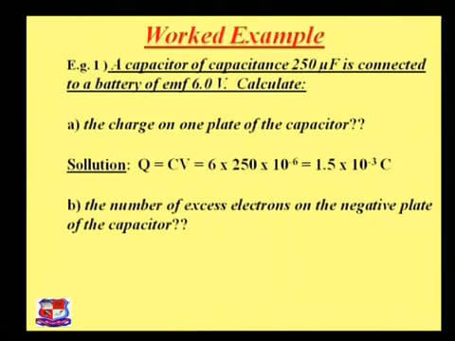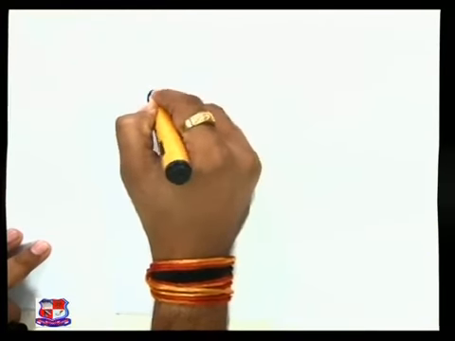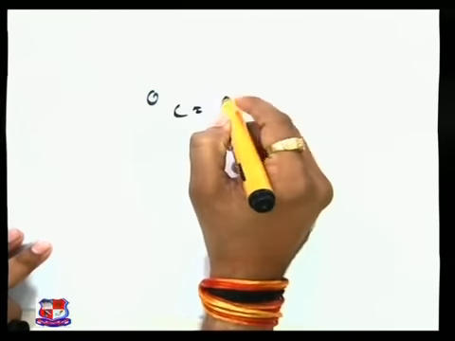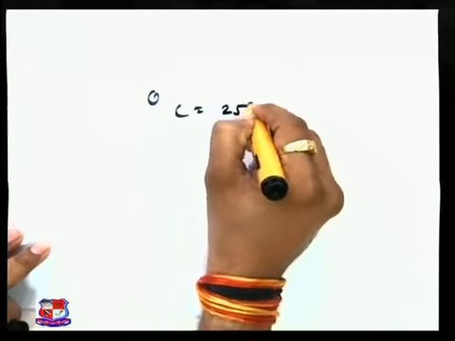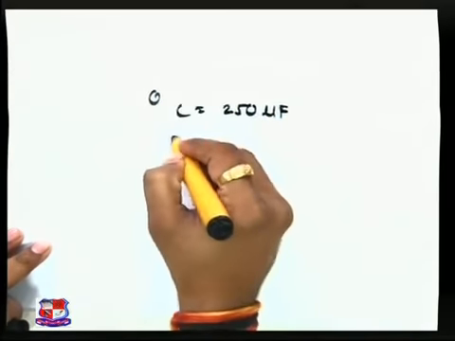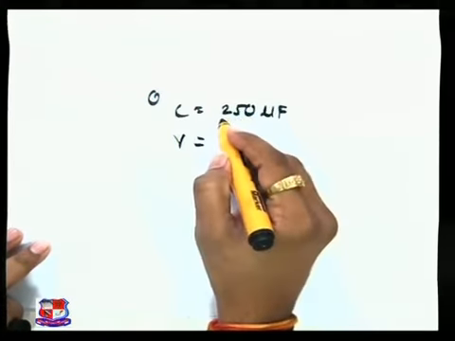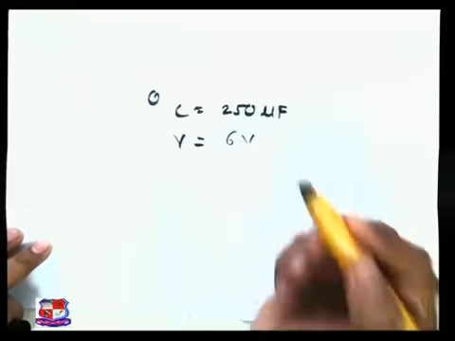Let us go through one example. A capacitor which has a capacitance of 250 microfarad is connected to a battery of 6 volts. So the capacitance has the value C equals 250 microfarad, and the voltage V is 6 volts.